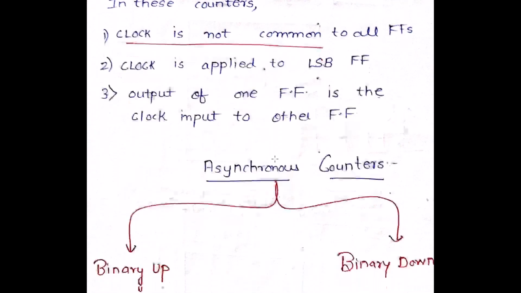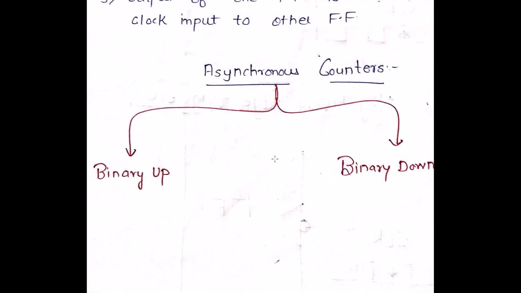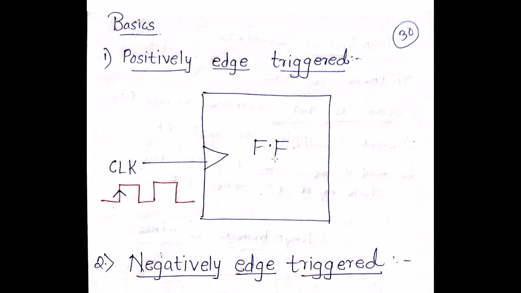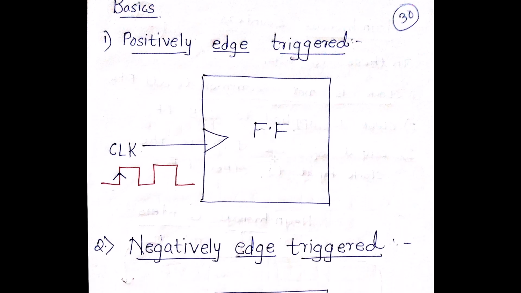Now, what are the different kinds of asynchronous counters? We have two kinds of asynchronous counter: the binary up and the binary down counter. So that is it. Now we are going to have different diagrams. We are going to use different symbols during the construction of different asynchronous counters. What are those symbols, and what do they stand for, is something that you need to understand very well. So let's try to understand.